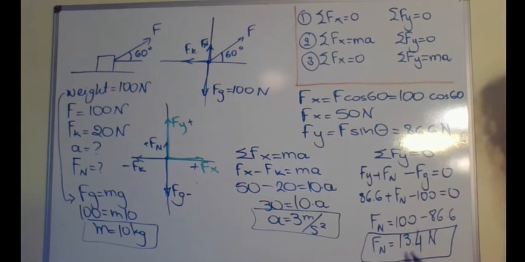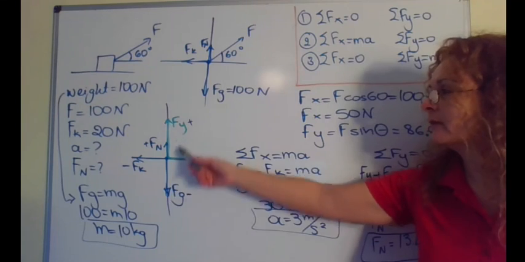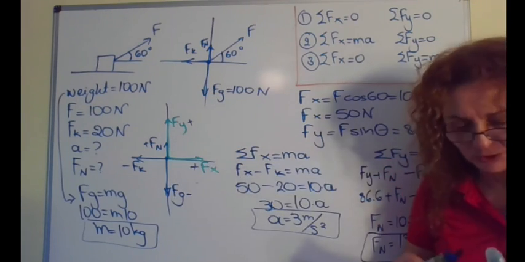We see that the normal force is not equal to the force of gravity. The only way the normal force equals the force due to gravity is if there are no other forces on the y-axis. If there are, the normal force is different.